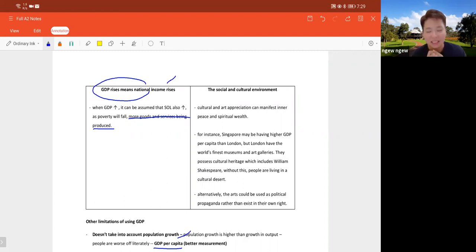Therefore, from this point, they say even though Singapore might have higher GDP per capita than people in London, Singapore is a country with a limited amount of history and limited cultural and art cultivation. So despite the fact they have higher GDP per capita, people in London are still richer in their soul, in their mind, and in their mental, spiritual state. Therefore, GDP might not be a good indicator for standard of living or quality of life. If you like those points, you can include them in your writing. Okay, all right.